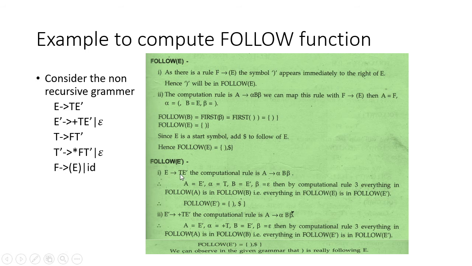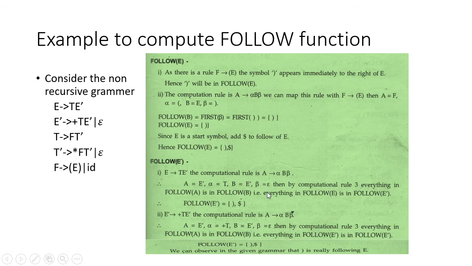If you look at E derives T E dash, we have to find follow of E dash, so that will be B. So B will be E dash, then T will be alpha and beta will be epsilon, because there is nothing after E dash, so we say it's epsilon. So follow of E dash, as the rule says, is equal to first of beta, that is first of epsilon.